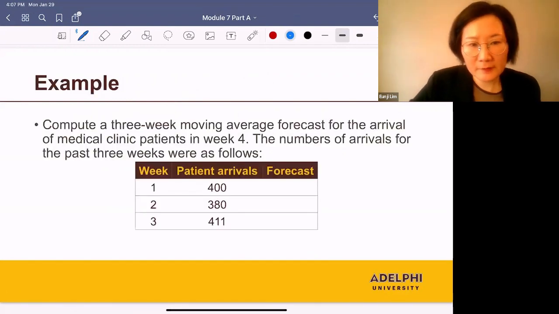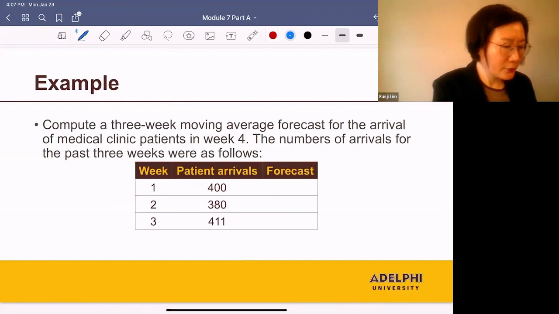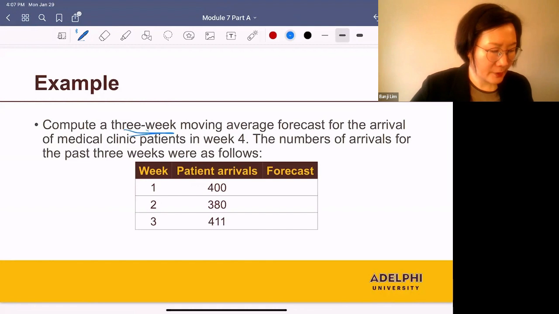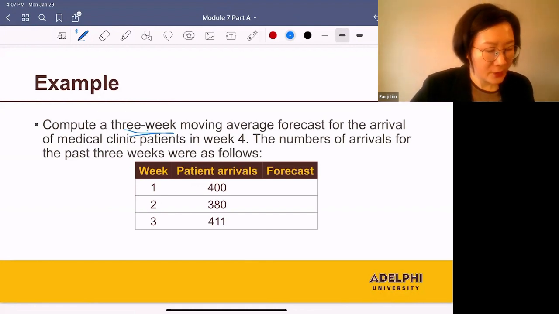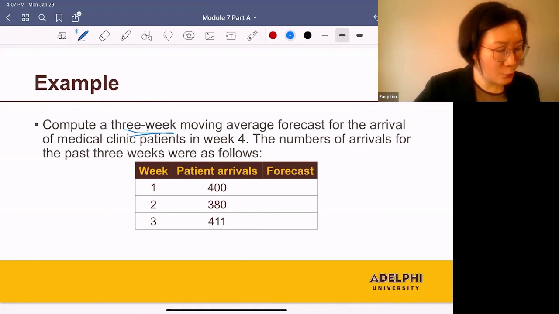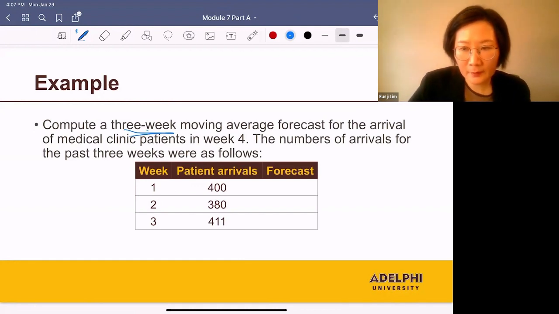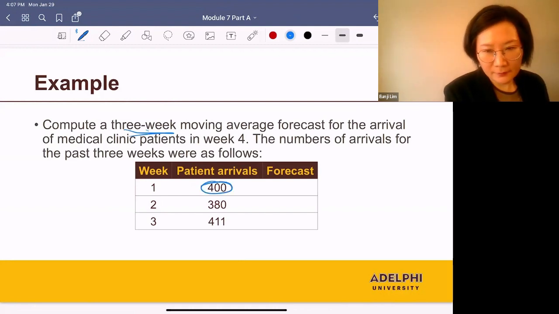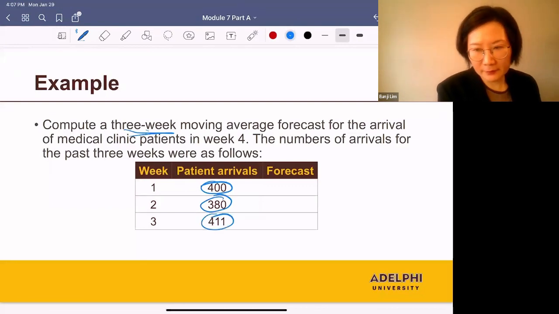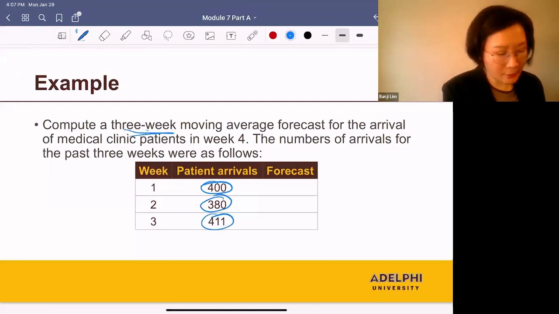So let's take an example. Compute a 3-week moving average forecast for the arrival of medical clinical patients in week 4. The number of arrivals for the past 3 weeks were as follows. In the first week, we had 400 patients. In the second week, 380. In the third week, 411. Currently, we are at the end of week 3, and we want to make a forecast for week 4.